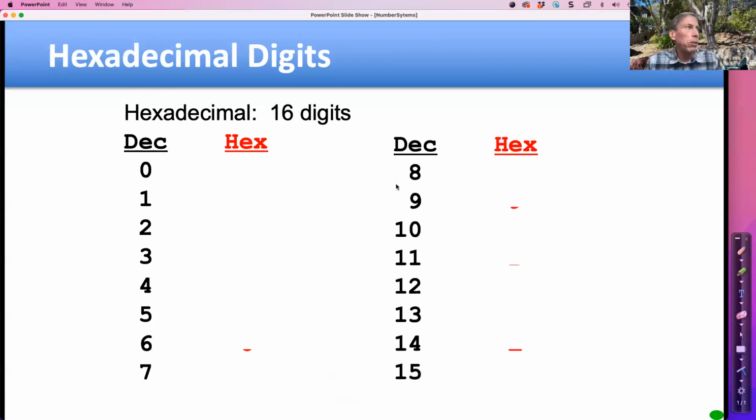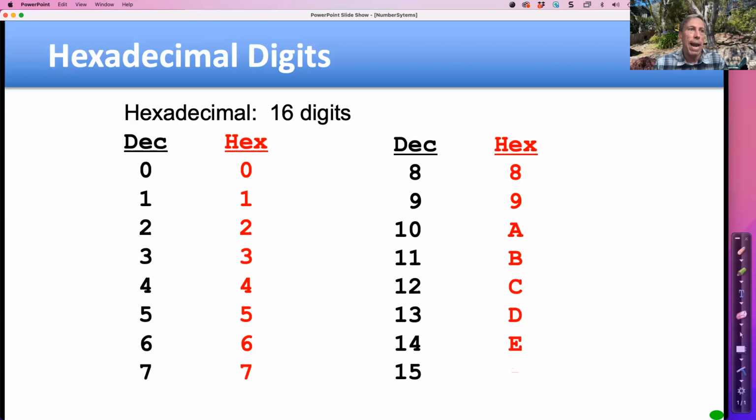So hex, we can borrow the same 10 digits that we use in decimal, 0 through 9. Now we've got to come up with another 6 symbols. We could use hashtag, exclamation mark. They could have come up with something, but they came up with something much better. Let's use a sequence of symbols that we already are familiar with, like the alphabet. So A, B, C, D, E, and F.